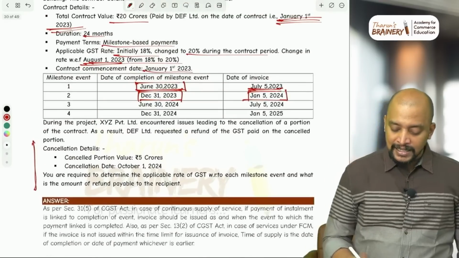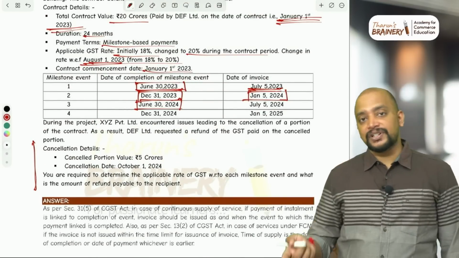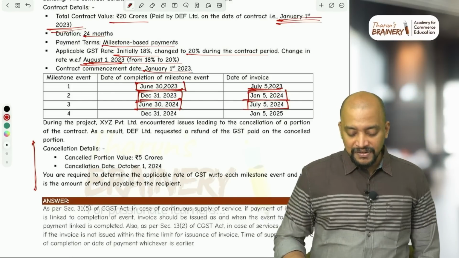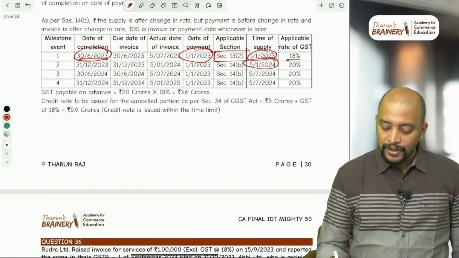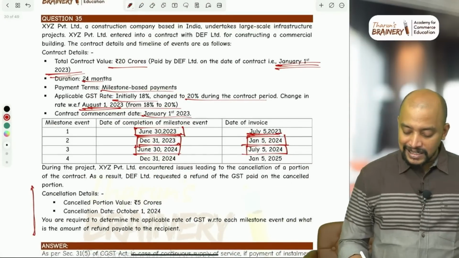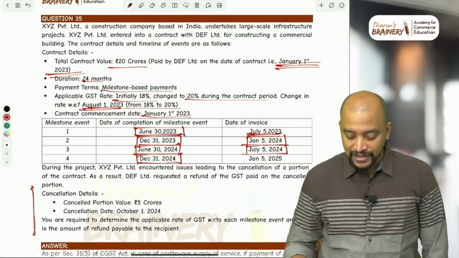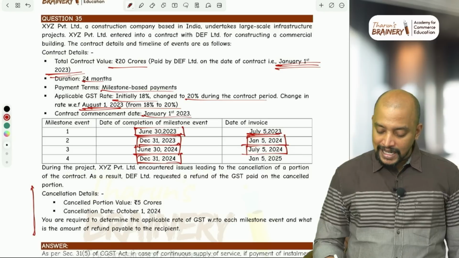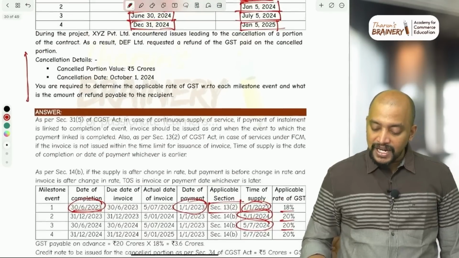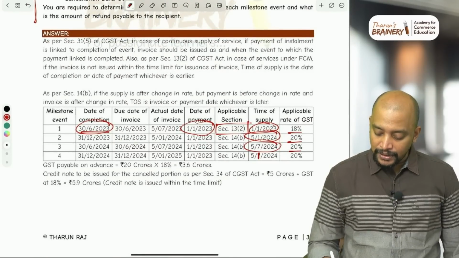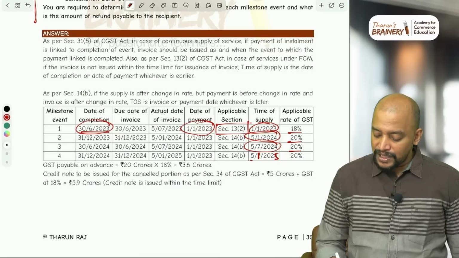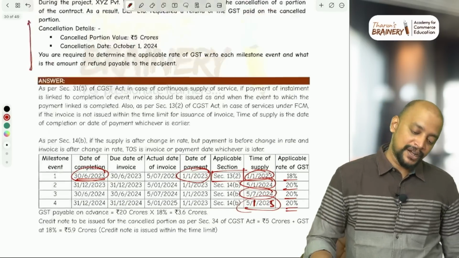Same way, next case, June 30: completion after the change in rate, payment before, invoice after. So whichever is later, July 5, 2024, will be taken, and at that time 20% is the rate. And the last case, December 31st, 2024: completion after the change in rate, payment before, but invoice after. So we take whichever is later, January 5, 2025, and at that time also the rate will be 20%. This is the applicable rate now.